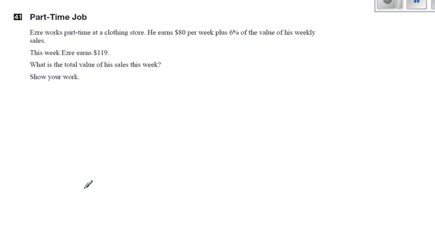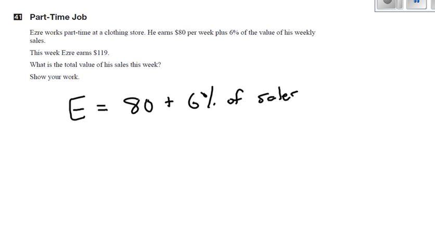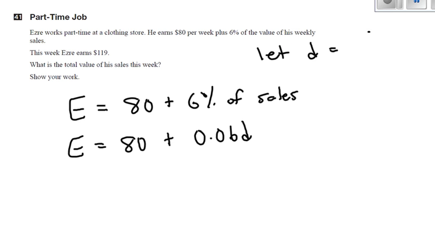Ezra works part-time at a clothing store. He earns $80 per week plus 6% of the value of his weekly sales. This week, Ezra earns $119. What is the total value of his sales? So Ezra earns $80 plus 6% of sales, and I'm going to let D equal dollar amount, because I don't like using S, dollar amount of sales.